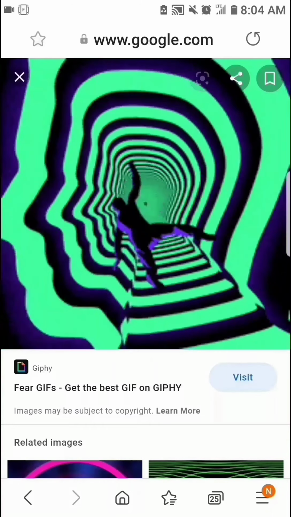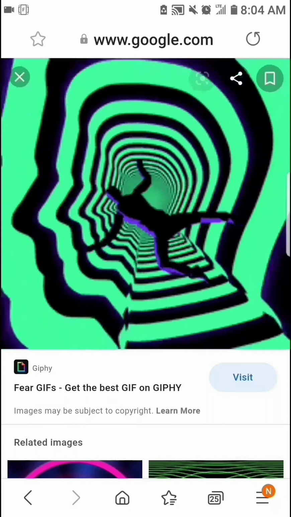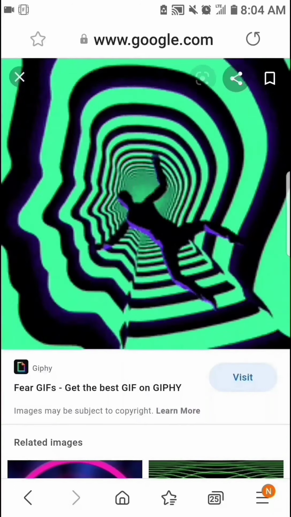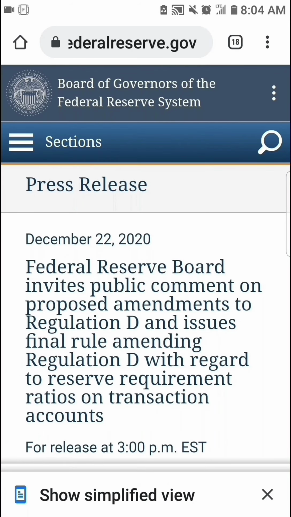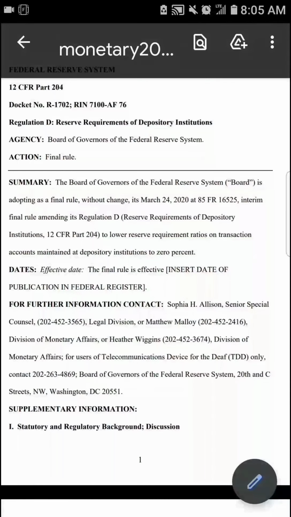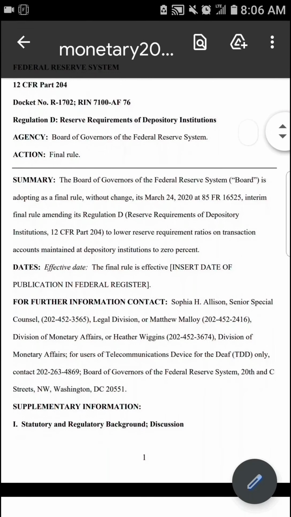I had to share this reading from the Federal Reserve Board that no one is talking about on proposed amendments to Regulation D and issues final rule amending Regulation D with regard to reserve requirement ratios on transaction accounts. It says Action: Final Rule.